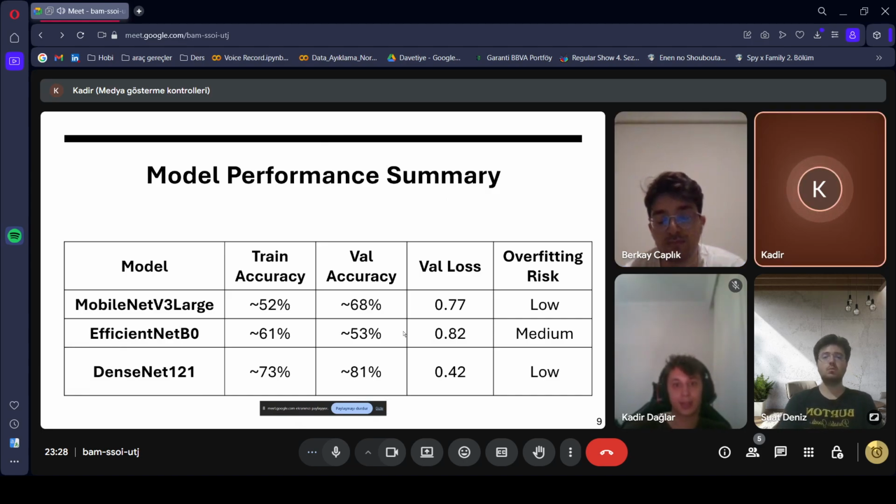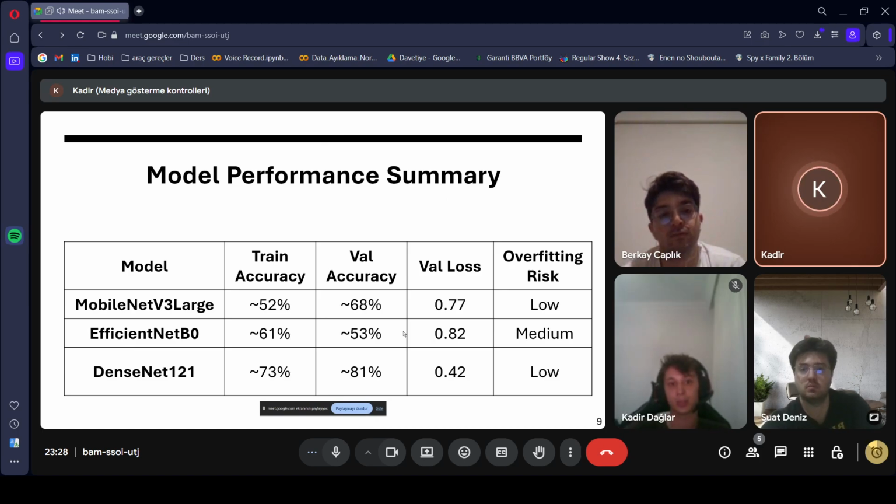This table summarizes the key performance metrics of all three models. As shown, DenseNet121 achieved the best validation accuracy at 81%, with minimal loss and strong generalization. MobileNetV3 Large, while limited in feature depth, reached a respectable 68% validation accuracy, making it suitable for lightweight applications. And EfficientNetB0 performed moderately with 53% validation accuracy and medium overfitting risk.